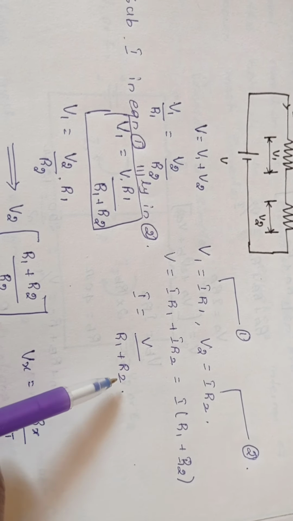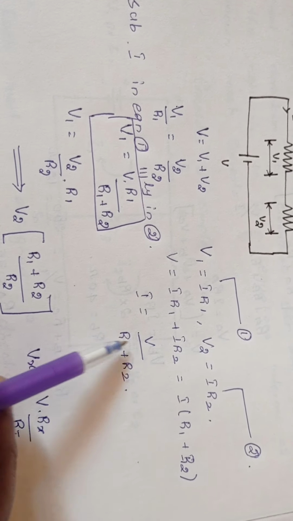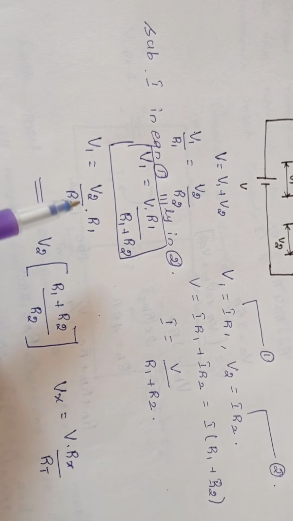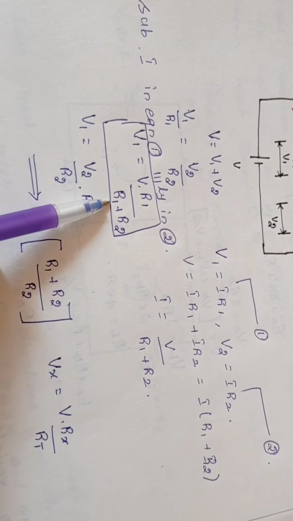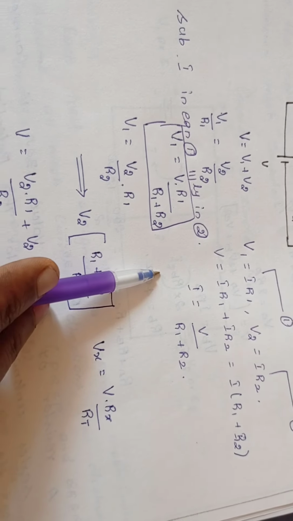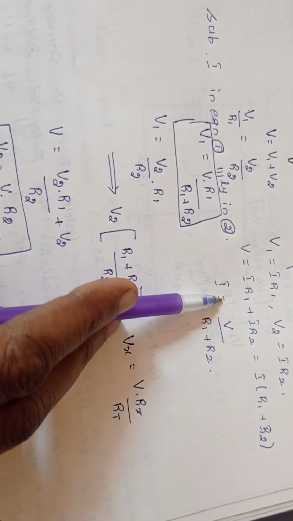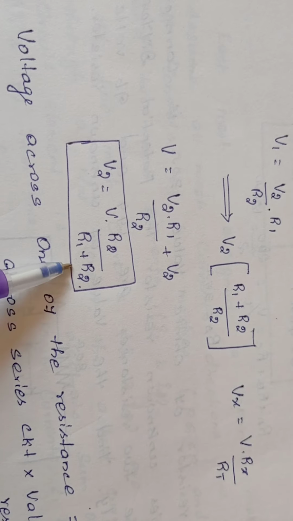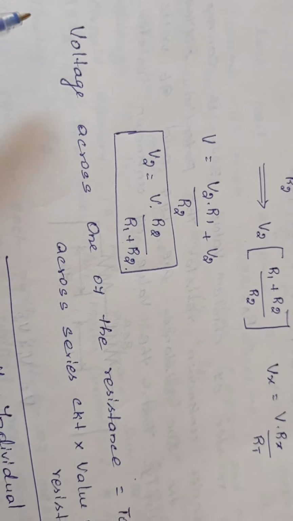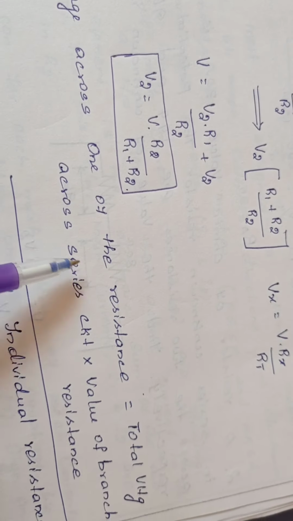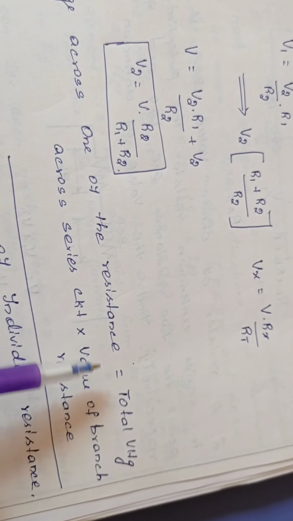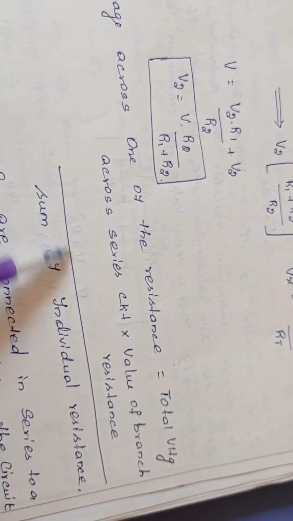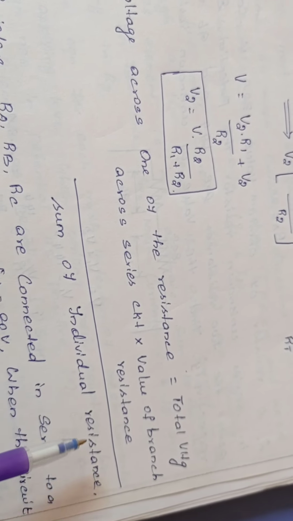So substitute this value of I in equation 1 and in equation 2. We get V1 is equal to V into R1 divided by R1 plus R2. Similarly, in equation 2, we get V2 is equal to V into R2 divided by R1 plus R2. Therefore, the voltage across one of the resistances is equal to the total voltage across the series circuit into the value of the branch resistance divided by the sum of individual resistances.